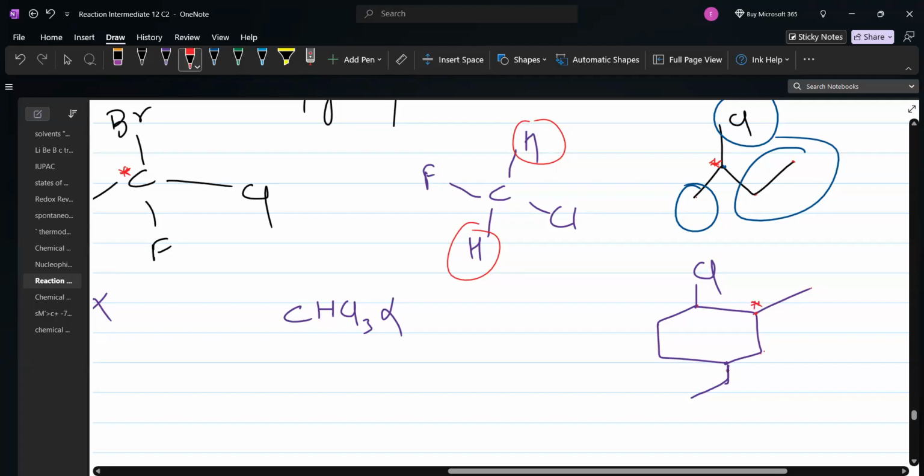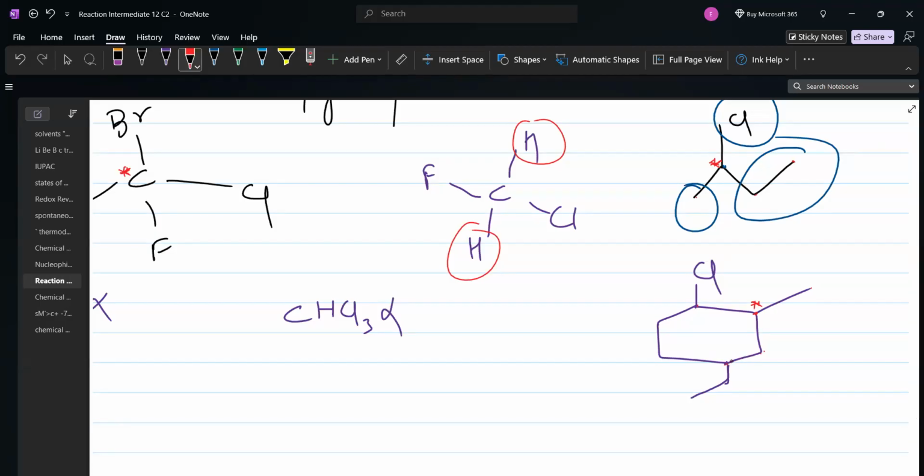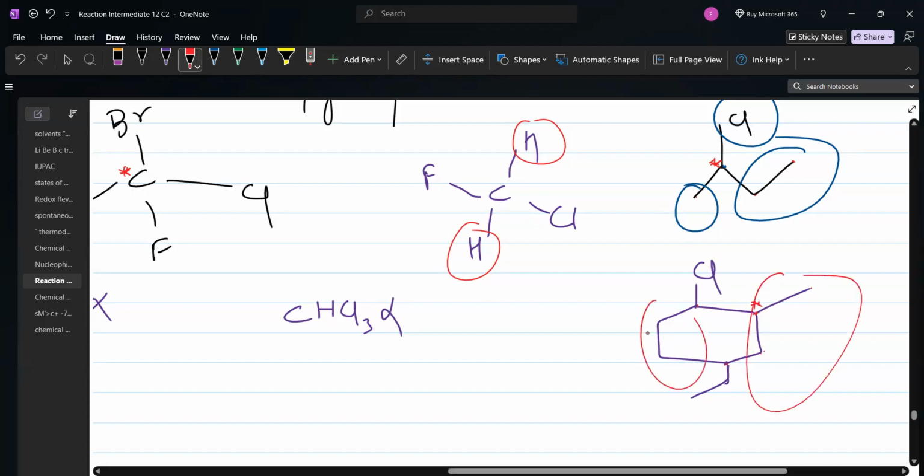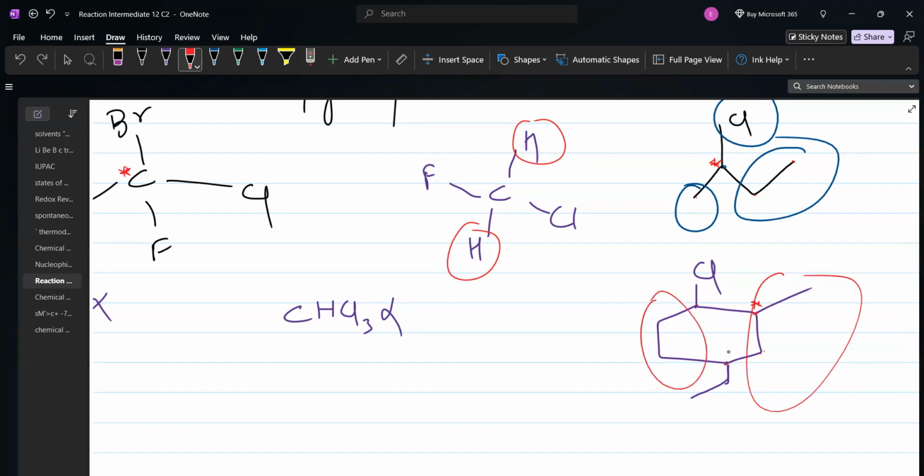Okay. Let's see this carbon. This carbon is attached with one hydrogen, one ethyl group, this group, and this side. If we see, this side and this side are different for this carbon. Yes, sir. That's why this is also a chiral carbon.